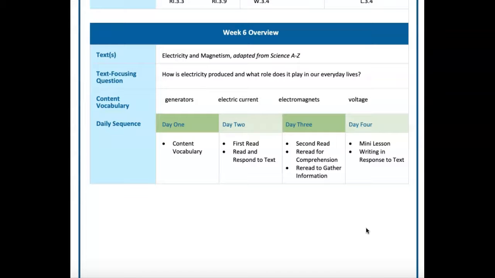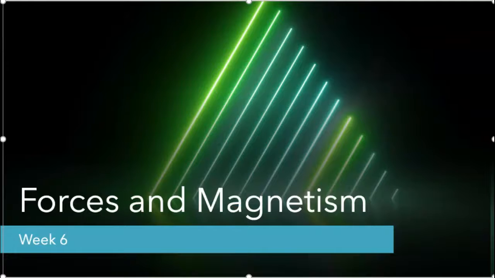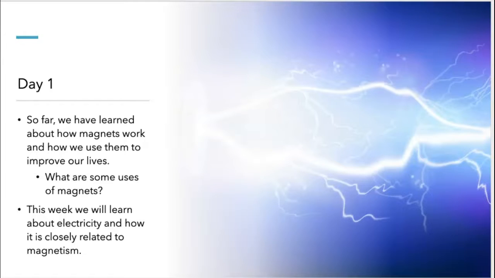Our vocabulary words for this week include the words generator, electric current, electromagnets, and voltage. Forces and Magnetism, Week 6. So far, we have learned about how magnets work and how we use them to improve our lives. What are some uses of magnets? This week, we will learn about electricity and how it is closely related to magnetism.